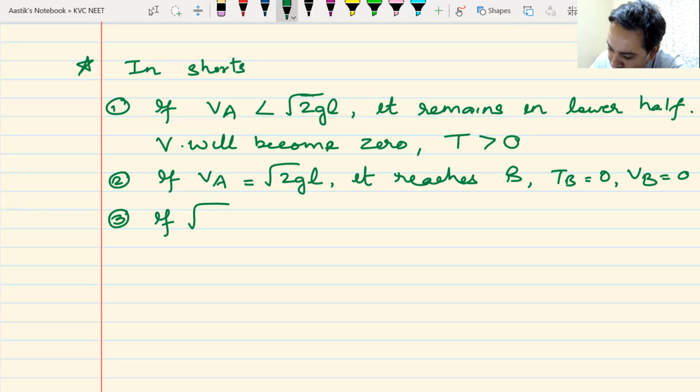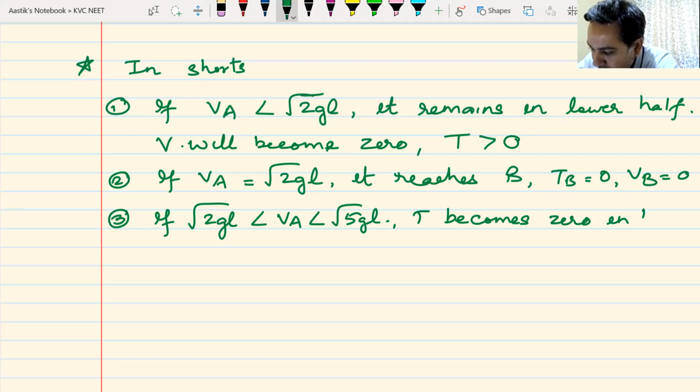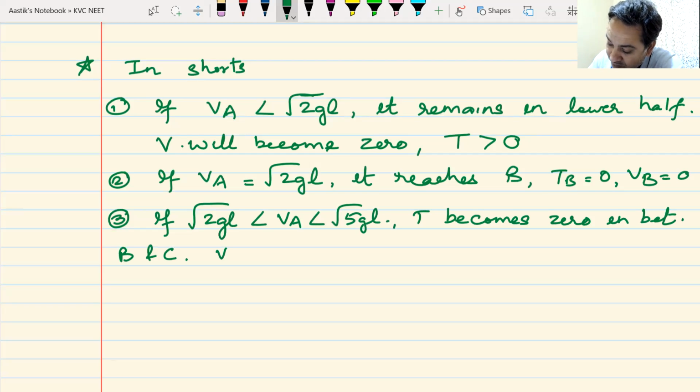If root 2 GL is smaller than VA, is smaller than root 5 GL, T becomes 0 in between B and C. Velocity is always greater than 0. It follows a path of projectile.